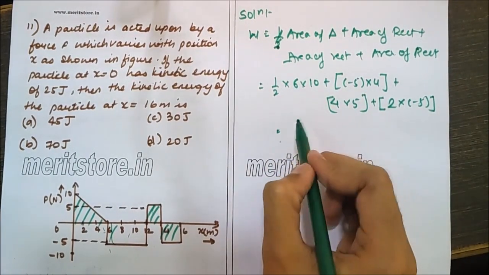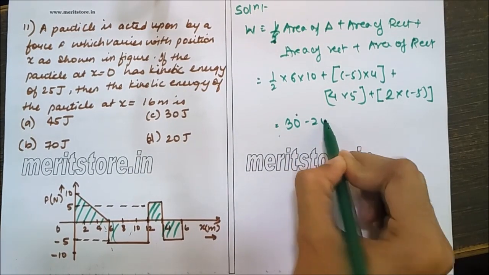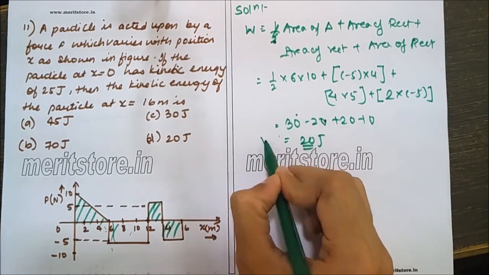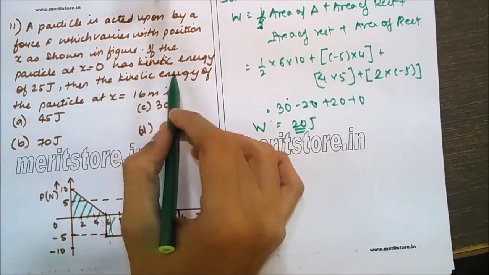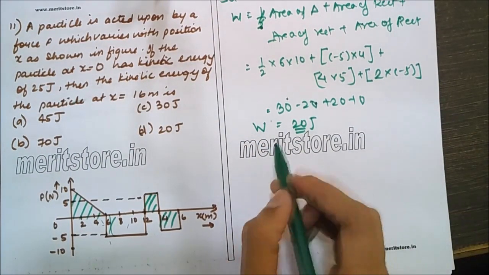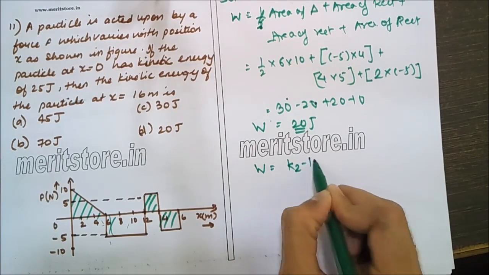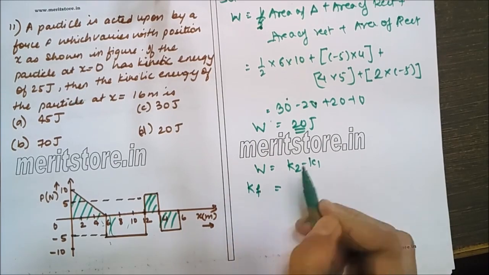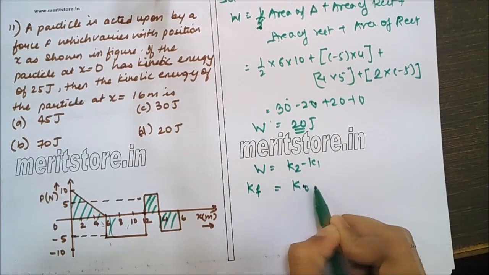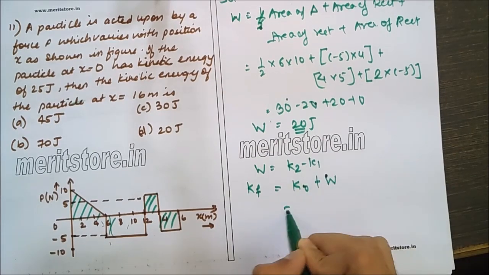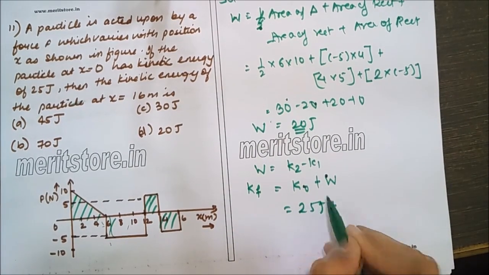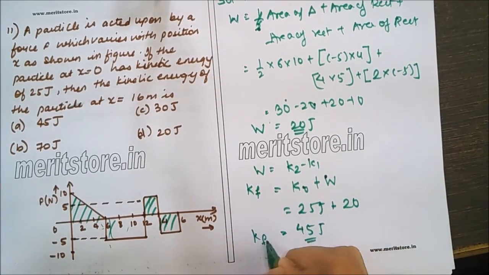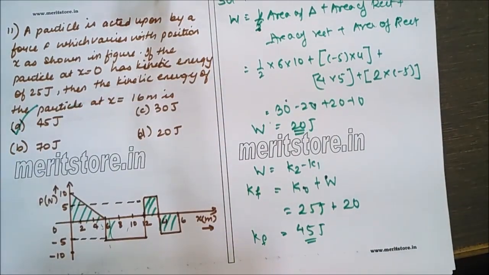Okay, so calculating the terms, we have 30 minus 20 plus 20 minus 10, so we get the value to be 20 joules as the work done. Now we need to find the kinetic energy of the particle. According to the work energy theorem, the work done is the final minus the initial kinetic energy, so the final kinetic energy will be the kinetic energy at 0 plus the work done. The kinetic energy at 0 is 25 joules, it is given, and the work done is 20 joules, so in all we get 45 joules of final kinetic energy. So this option is the correct option.